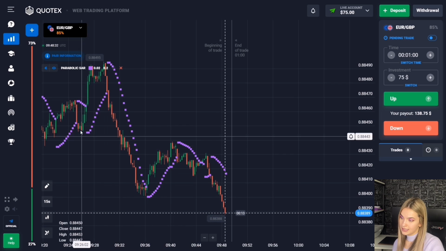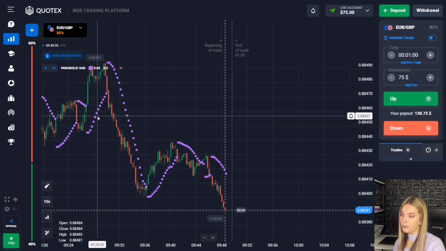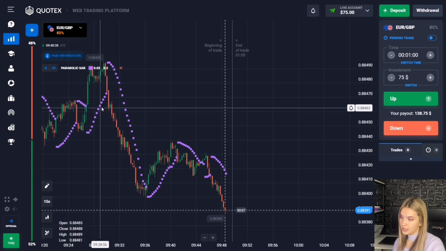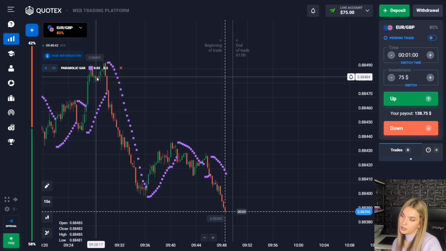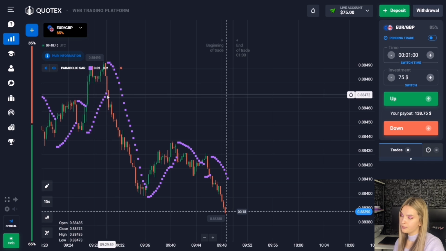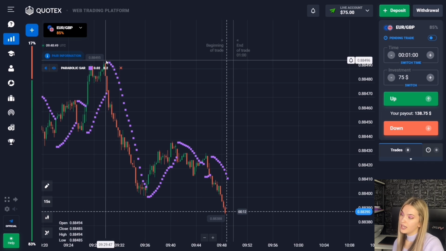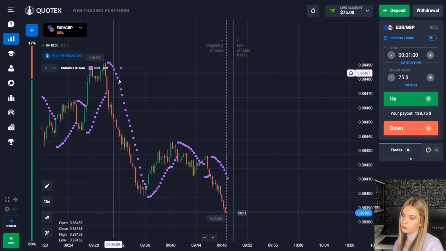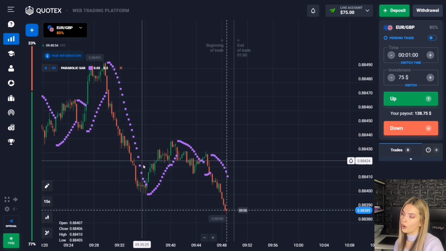The signals are the moment when, for example, points begin to form from the bottom of our chart. This situation tells us that an upward movement is expected, and in a similar situation we could open a deal for going up. Also, when the dots begin to appear on top of our chart, the situation indicates that a downward movement is expected, and accordingly here we could open a deal for going down.